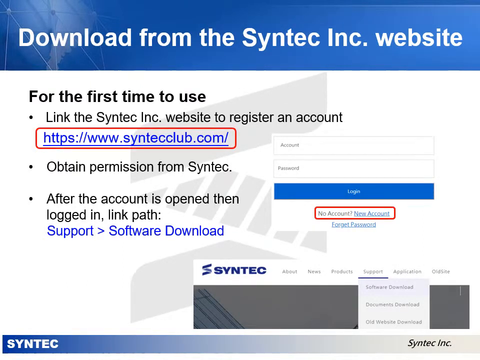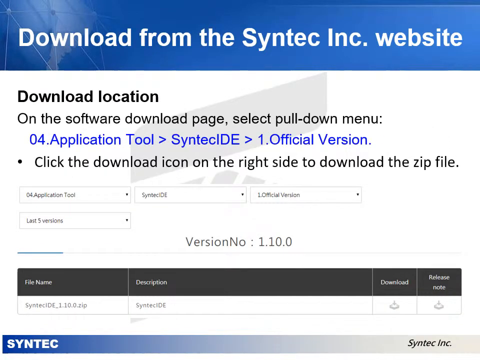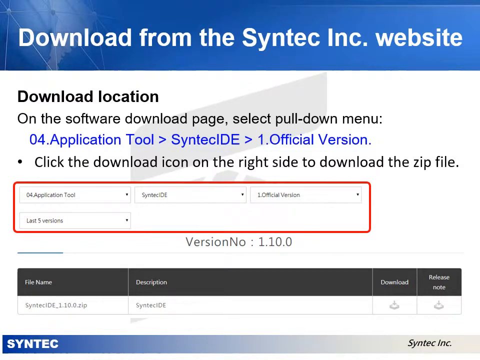For the first time to use, please register an account on the Syntec website and obtain permission from Syntec. After the account is open and logged in, you can follow the link path to the software download page. On the software download page, select the pull-down menu, Number 4 Application Tool, then select Syntec IDE.